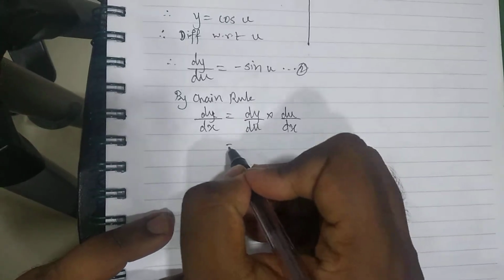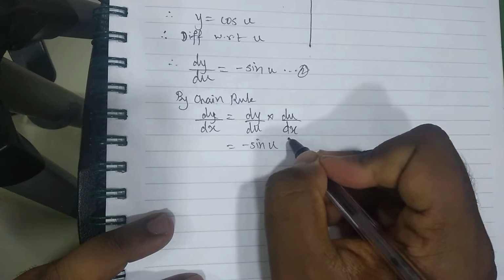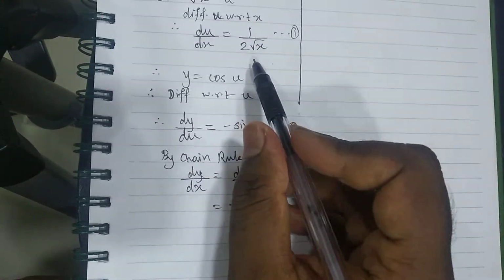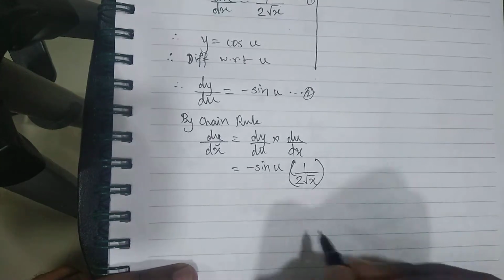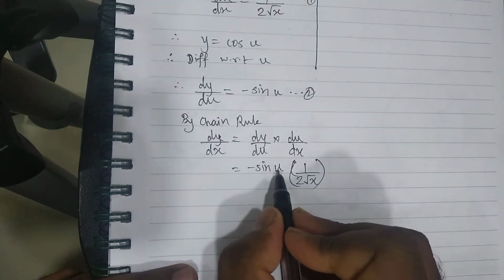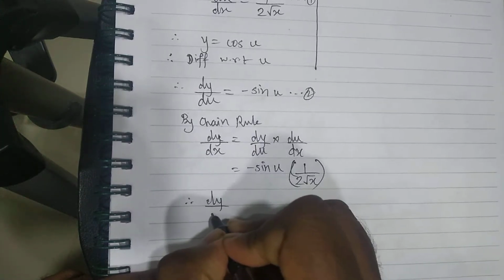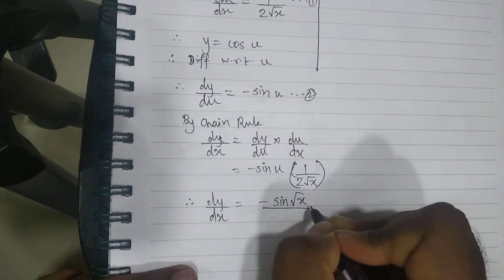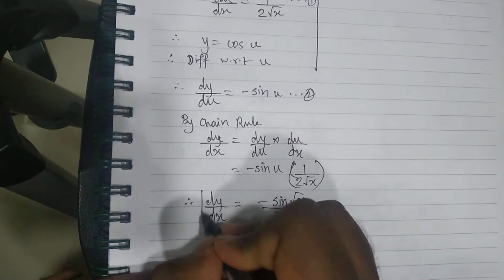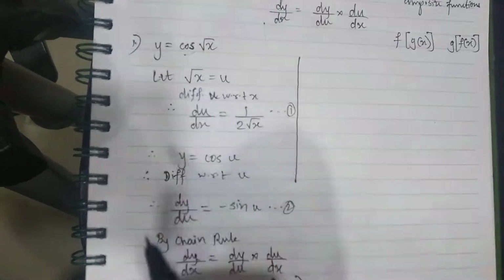So what is dy by du? It is minus sine u times, now what is du by dx? It is 1 upon 2 root x. So we just write that 1 upon 2 root x. Now you're not supposed to leave this u here, you'll have to resubstitute it. So you'll get your final answer as minus sine root x upon 2 root x. This is your result. This is the derivative of y equal to cos root x.